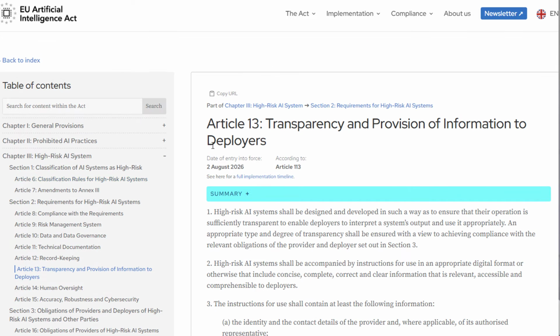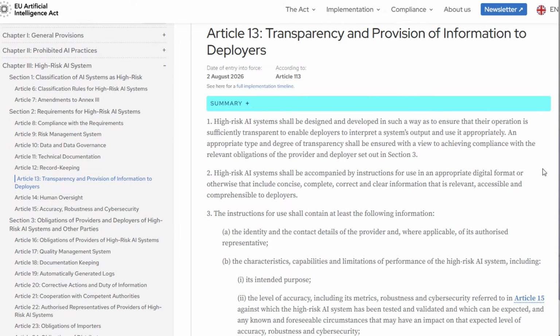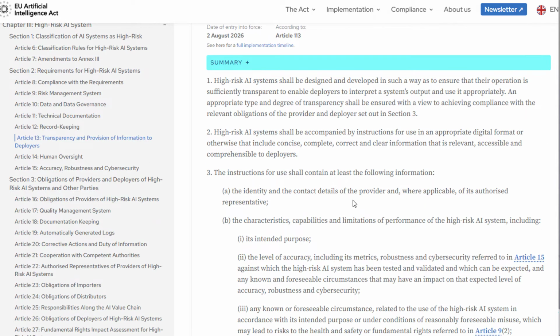Article number 13 is around transparency obligations for high-risk applications. Some techniques, like LLMs for example, are less interpretable than others. Unless you can clearly explain it to users, your design may fall short of transparency standards.